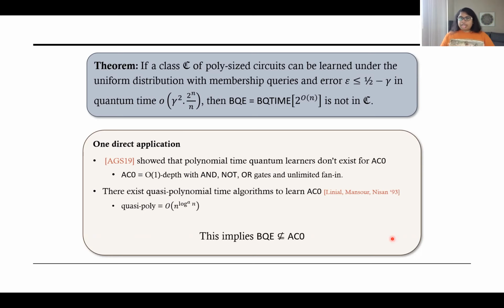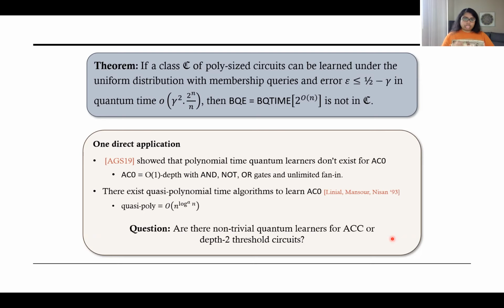However, this is a direct consequence that even comes from classical algorithms, so it's not so interesting. What could be interesting is if we could show non-trivial quantum learners for, let's say, certain bigger classes like ACC0, or maybe depth-2 threshold circuits, which represent certain feed-forward neural networks and so on. So it's a pretty interesting class to think about. So if you can show non-trivial quantum learners, then you're going to make some breakthrough in the complexity theoretic bounds that we have.